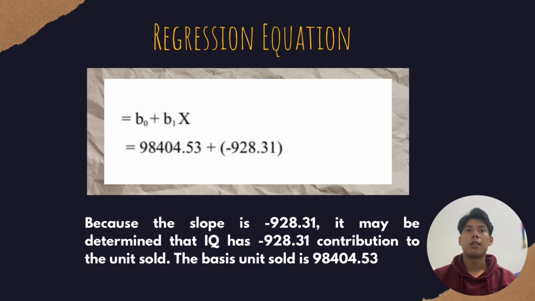Okay, next is the regression equation. It equals B0 plus B1x, equals 98404.53 plus in brackets negative 928.31. It is because the slope is negative 928.31. It may be determined that IQ has a negative 928.31 contribution to the unit sold. The basic unit sold is 98404.53.